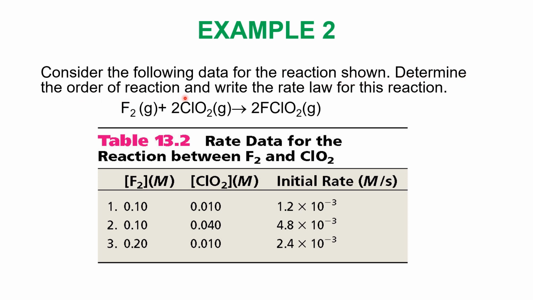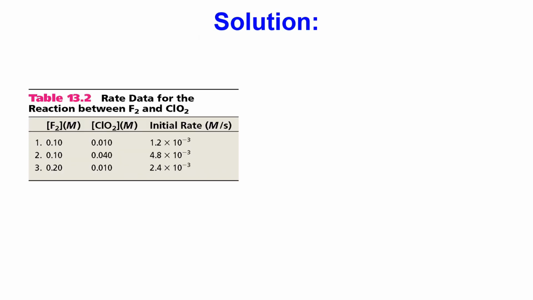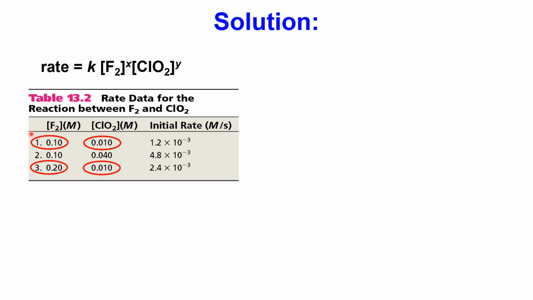Example 2. Consider the following data for the reaction shown. Determine the order of reaction and write the rate law for this reaction. Solution. This is the general rate law for our reaction. x is the order of reaction with respect to F2. y is the order of reaction with respect to ClO2. Look at the data given. In experiment 1, the concentration of F2 is 0.10. In experiment 3, the concentration of F2 is 0.20. That means we double the concentration of F2.